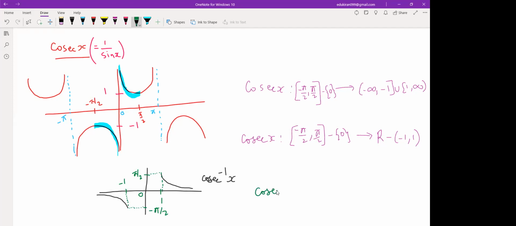So cosec inverse x, when you write real number except minus 1 comma 1 to minus pi by 2 comma pi by 2 except 0. So the domain and codomain will interchange of cosec x and cosec inverse x.